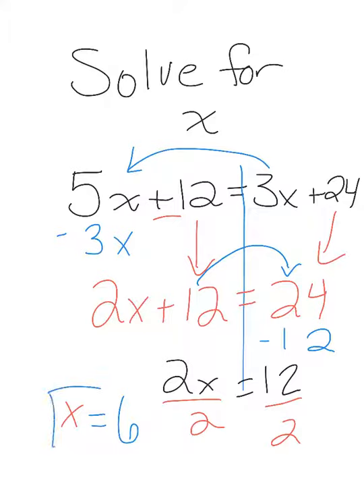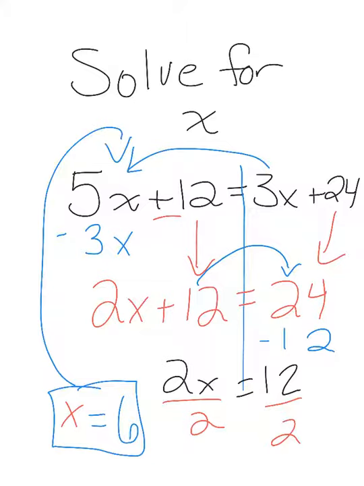Now we know that I can take my 6 and plug it back into my equation and double check to make sure my answer is correct. So if I wanted to do that, I would do 5 parentheses 6 plus 12, and then 3 parentheses 6 plus 24 to make sure that they equal out.